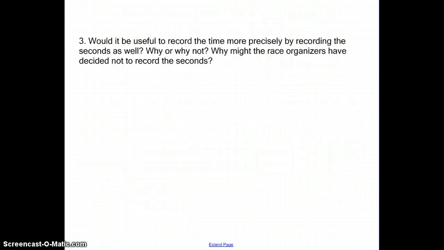So then if you look at part 3, would it be useful to actually record the time more precisely by recording the seconds as well? So would it have made a difference in the race if you would have recorded seconds? So I'm getting some yeses, some no's. Would it have changed the outcome of the race? No. Good, so none of these times are close enough, so it wouldn't have actually needed seconds to change the outcome.